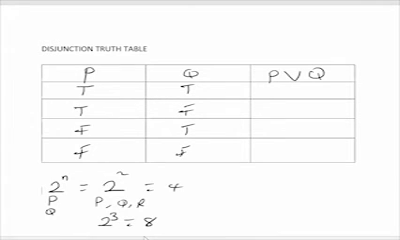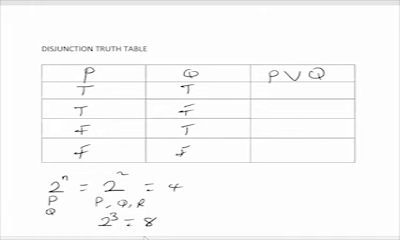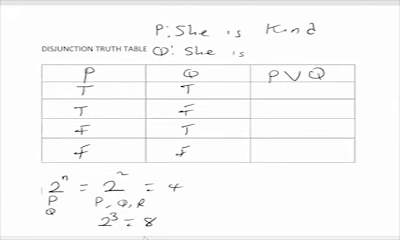Now, in order for you to understand how to form a logical disjunction table, take for example, I'll use the same example I used the last time. Number 1, let's say statement P is she's kind, and statement Q is she is humane. She's humane.